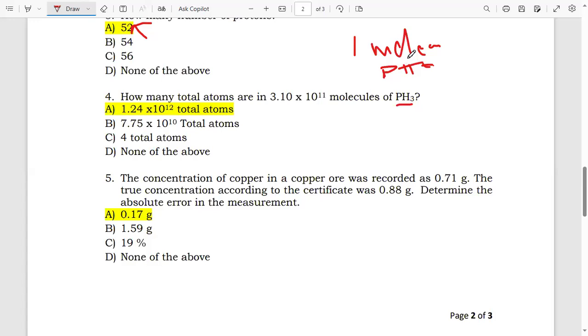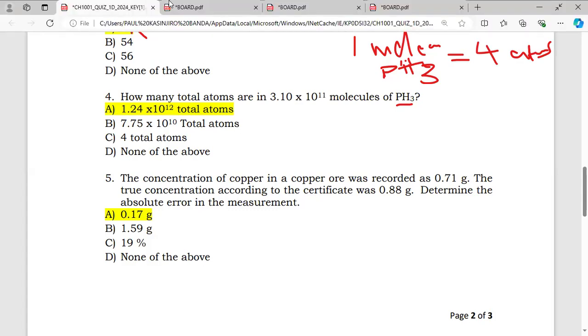Okay, one molecule of PH3. Why is my pencil misbehaving? And this should give you how many atoms? 4 atoms. Okay, so this is the ratio of the atoms to the molecules. So if I have one molecule of this, it means I have what? 4 atoms. Now I have this number of molecules. How many atoms am I going to have? So you just do a cross multiplication.